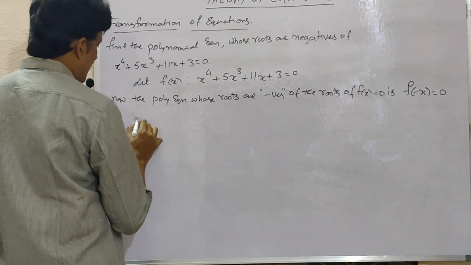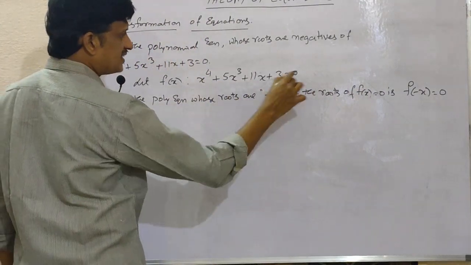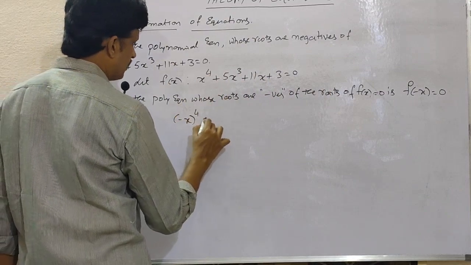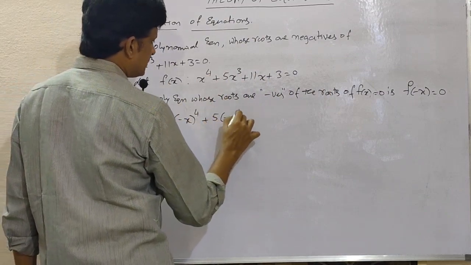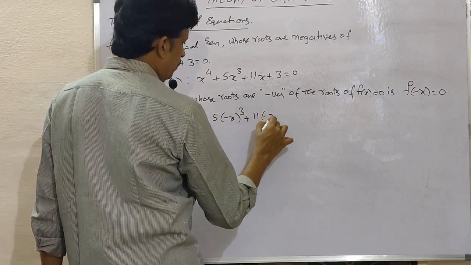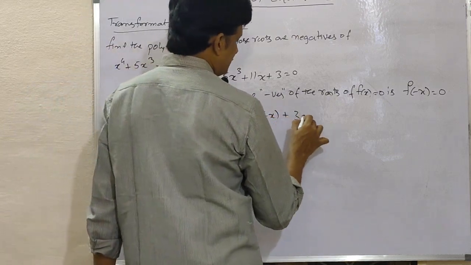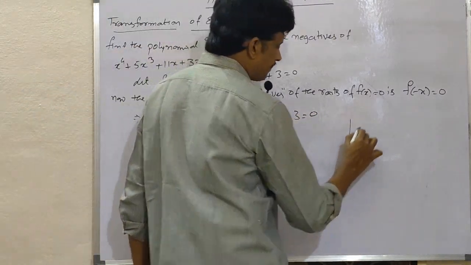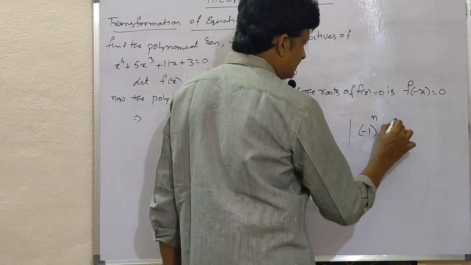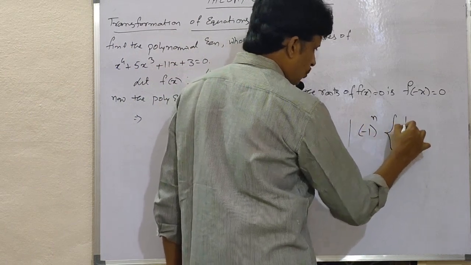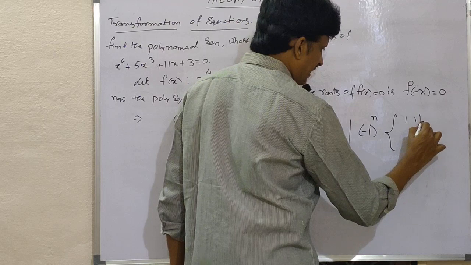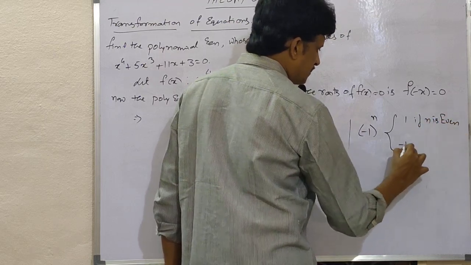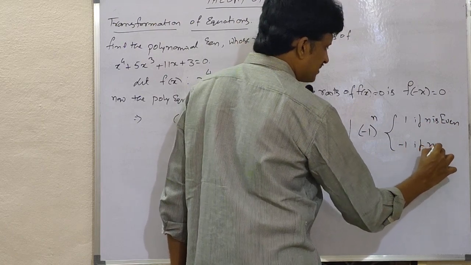And now write f of minus x, that means in the place of x write minus x. X power 4 is given, so minus x whole power 4 plus 5 into minus x whole cube plus 11 into x is minus x here plus 3. There is no change in the constant value. And here remember one thing, minus 1 whole power n means it is 1 if n is even. It is minus 1 if n is odd.